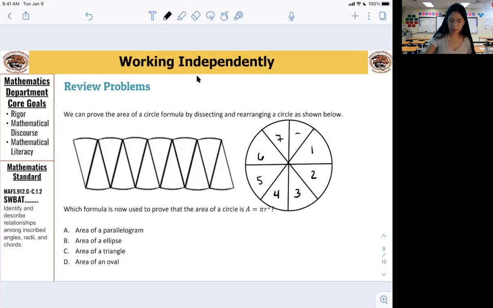So if this is 6, 7, I have 8 slices here. 1, 2, 3, 4, 5, 6, 7, 8. Oops, this has much more. This one has 12 slices. So I could keep going, and you can keep going and going. And actually, what happens as you keep going? If I keep slicing these in half and creating more and more triangles, what happens?